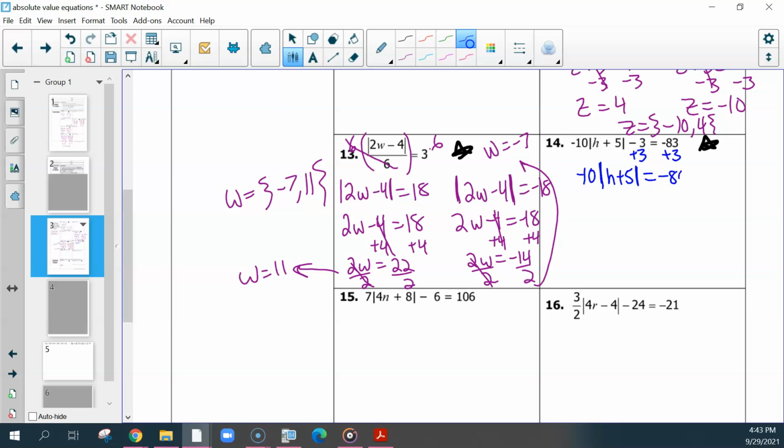It gives us negative 80. I'm sorry, not multiply. When I said earlier, I meant divide. And then you end up with fractions that you don't want. Here, to get rid of negative 10, I'm going to divide both sides by negative 10.